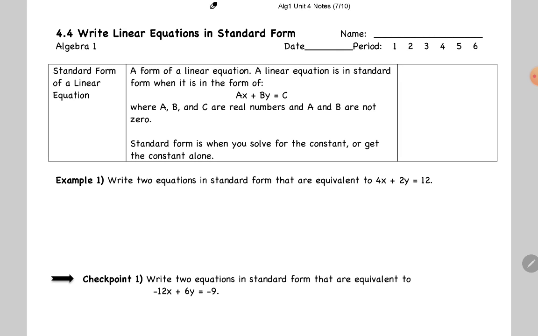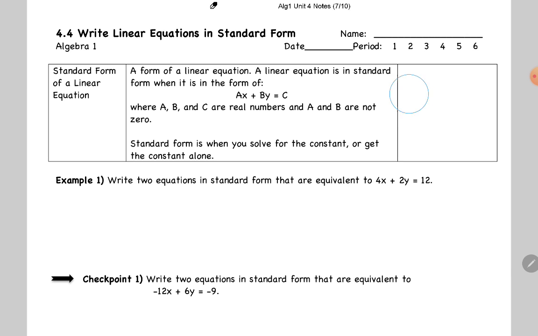So standard form is ax plus by, so some number times x plus some number times y equals some number. A and b are not 0. So standard form is when you solve for the constant or get the constant alone.